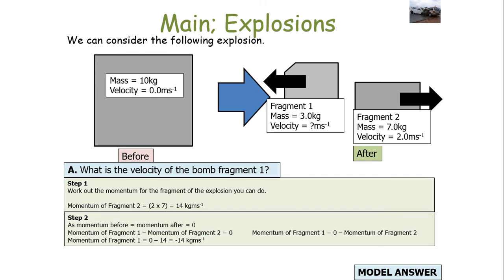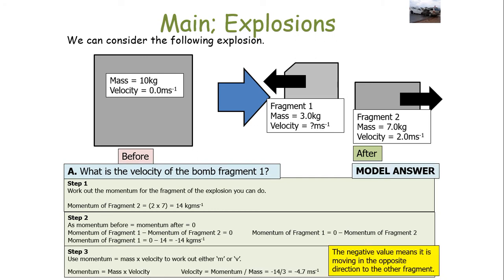Step 2, you know that the total momentum of the system before is 0, so the total momentum of the system afterwards is 0. So if fragment 2 has plus 14 kilogram meters per second, fragment 1 must have a momentum of minus 14 kilogram meters per second, because when they add up it equals 0. What we then do is use the equation momentum equals mass times velocity to work out the value you would want, which is velocity in this particular example. So velocity is momentum over mass, it's minus 14 over 3, and it's minus 4.7 meters per second.